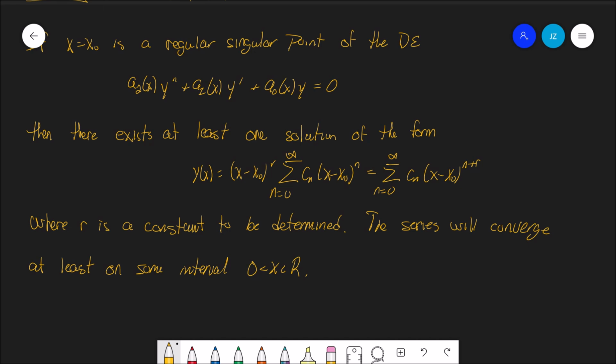Another key difference is right here. It says there exists at least one solution. So when using the method of Frobenius, it's possible that we only get a single power series solution. Whereas the previous method, with ordinary points, we were guaranteed 2 power series solutions. We will see an example of a case where we get only a single power series solution, and we'll see how to develop the second solution from that.